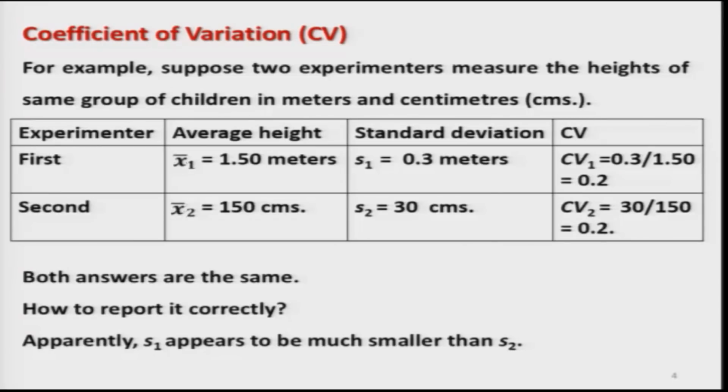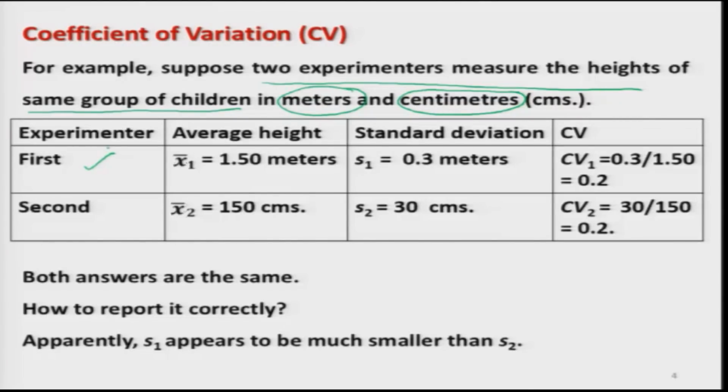Just to explain in more detail, let me take a simple example where two experimenters have collected the data on the heights of the same group of children. One experimenter has taken the observations in meters and the other experimenter has taken the observations in centimeters, and they have found the average height and standard deviation of the two data sets. So, you can see here I have tabulated the information.